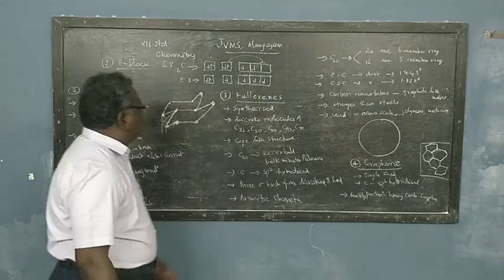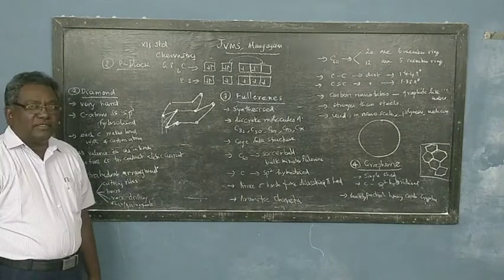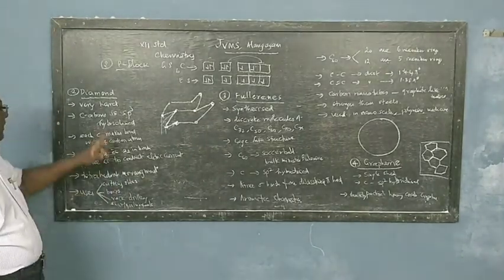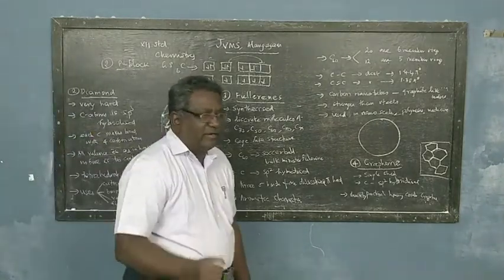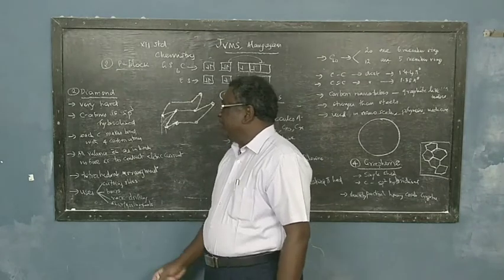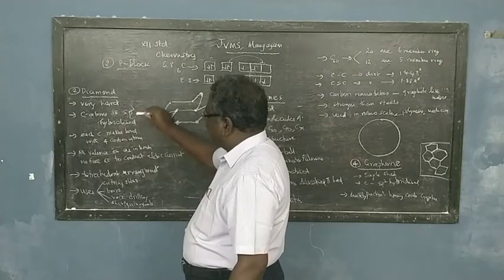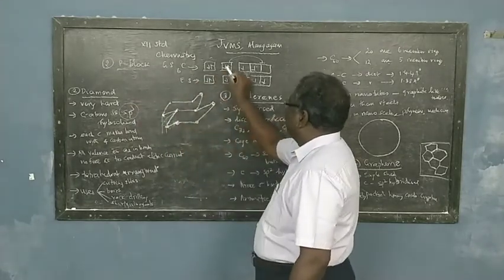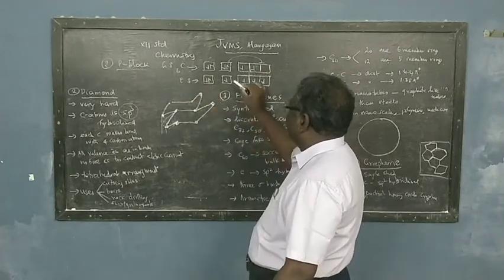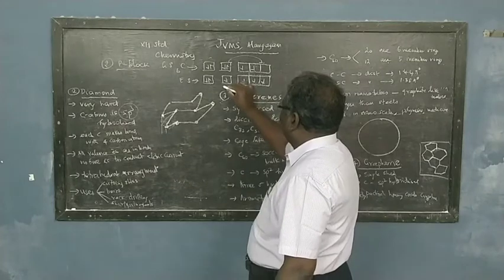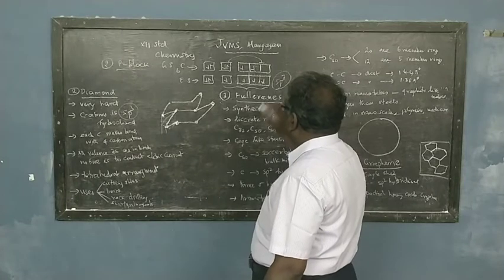The next one is diamond. Diamond is the costliest material in the world. It is made up of carbon atoms only. It has a huge density, and it is a very hard material. The carbon atoms in diamond are sp3 hybridized. We know that carbon has 6 electrons. In the ground state there are only 2 unpaired electrons. When it is taken to the excited state, it gets 4 unpaired electrons, and all these 4 electrons undergo hybridization, called sp3 hybridization.